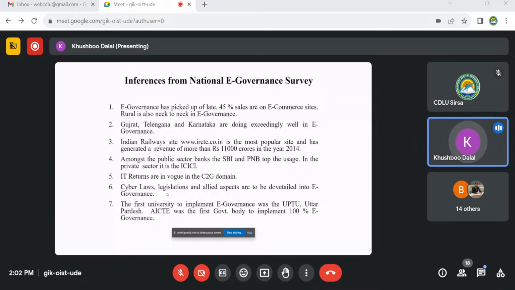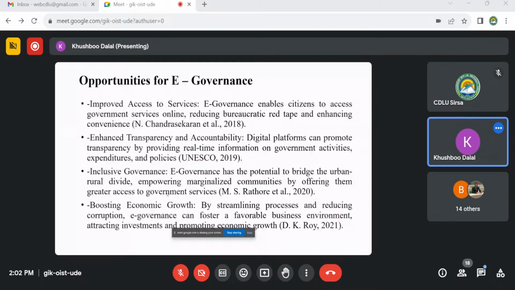Amongst the public sector banks, the SBI and PNB top the usage. In the private sector, it is the ICICI. IT returns are big in the C2G domain. Cyber laws, legislations, and allied aspects are to be dovetailed into e-governance. The first university to implement e-governance was the UPTU, Uttar Pradesh. AICTE was the first government body to implement 100% e-governance.